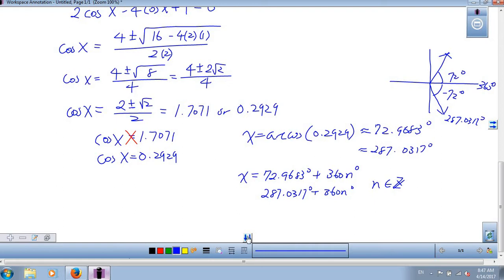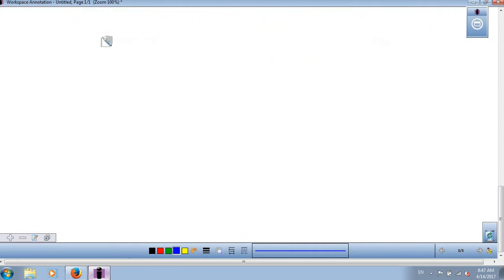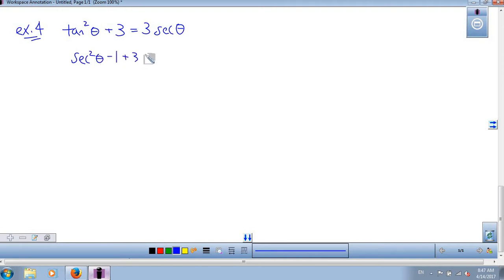Alright, so let's go ahead and try another example here. Example 4. Alright, so tangent squared theta plus 3 equal to 3 secant theta. Here we have two functions that are involved. When we have two functions, it's going to be a little bit more difficult. So we have to use our knowledge of transformation, of using identities to actually combine them, to change them into one equation. So I know tangent squared theta is equal to secant squared theta minus 1. So this is one way to go ahead and do it.